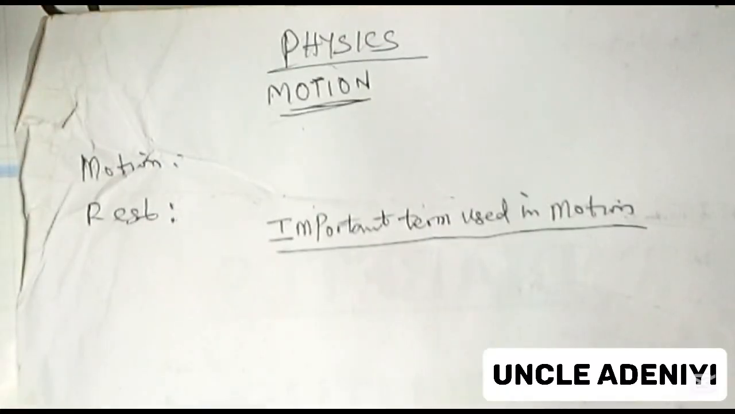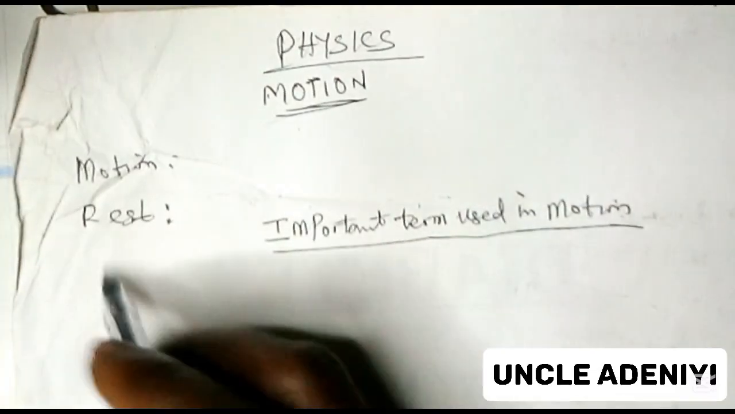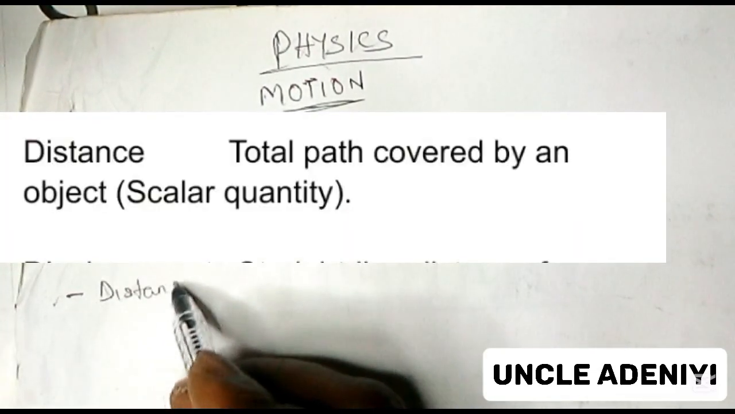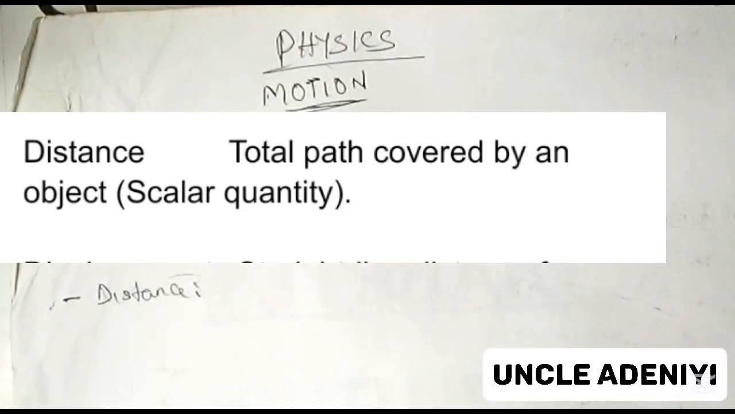Under motion, we'll be talking about some important terms that you need to know. The first one is distance. Now, what is distance? Distance is the total distance covered by an object. When an object moves from point A to point B, the total distance covered by that object is what we call distance. And also, distance is a scalar quantity.